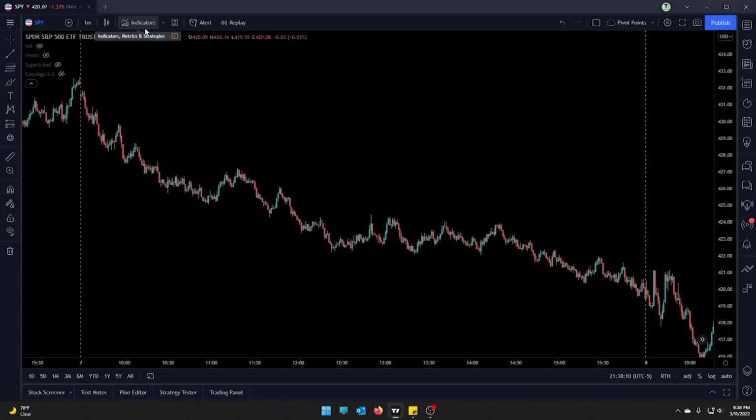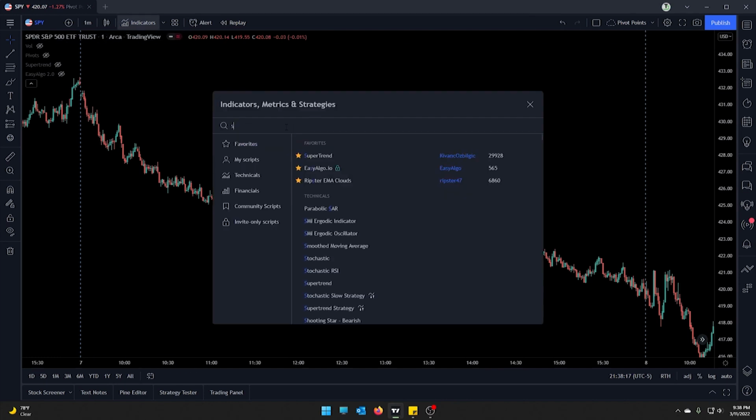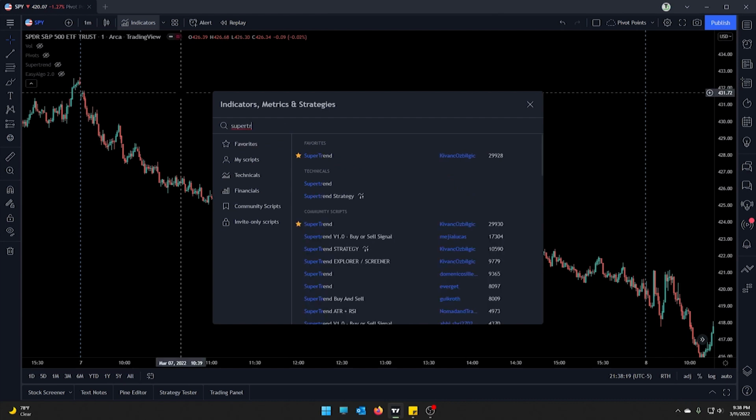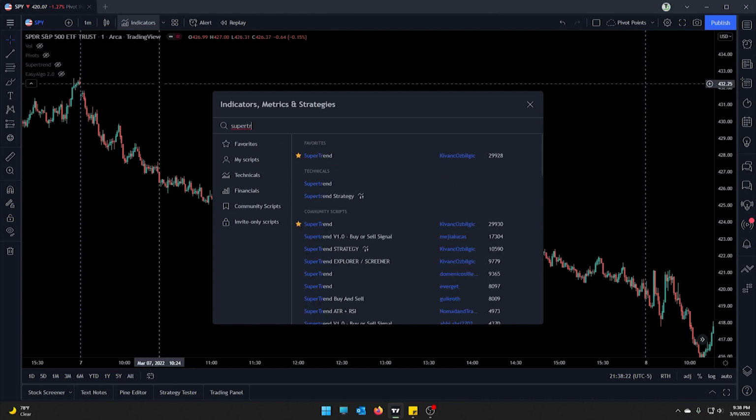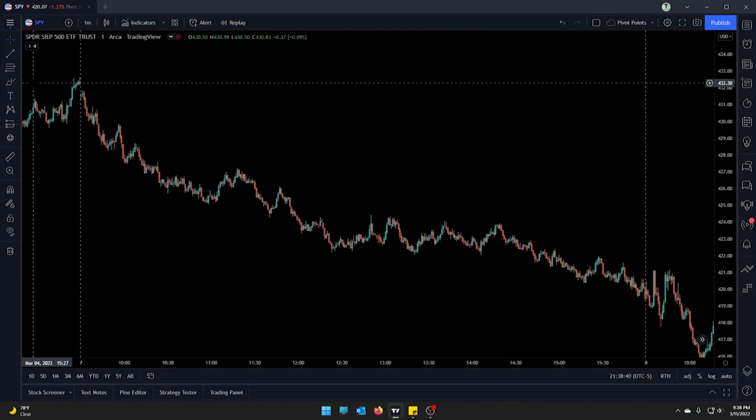So first, in TradingView, you want to go to indicators and type in SuperTrend. The one that I have found to be most reliable is SuperTrend by Kivank. I'm not even going to attempt to say his last name because I can't. That being said, when you go ahead and click that, it will add it to your list of indicators over here.